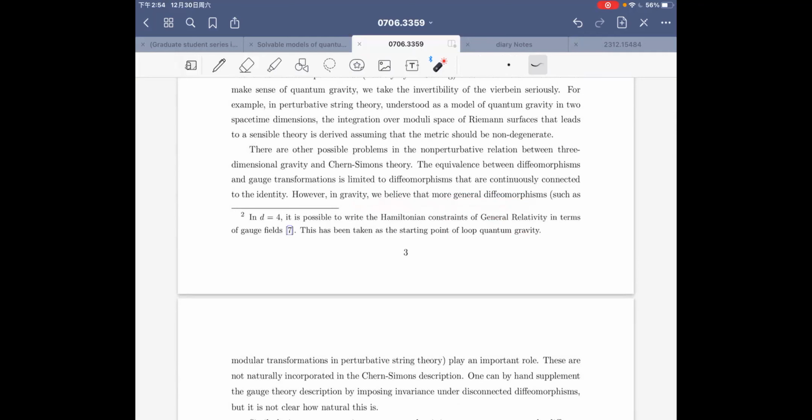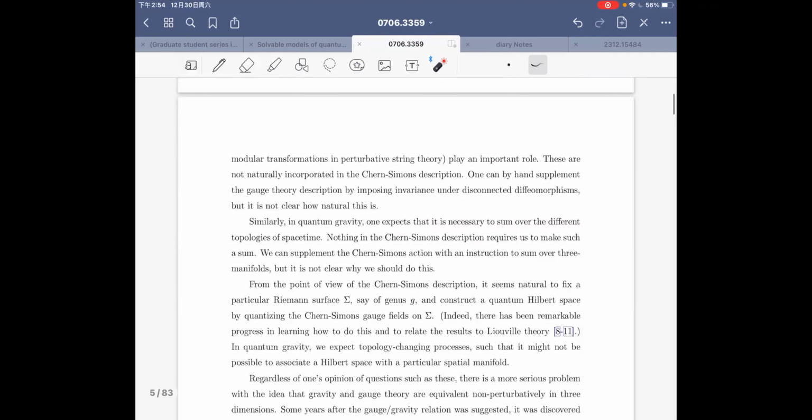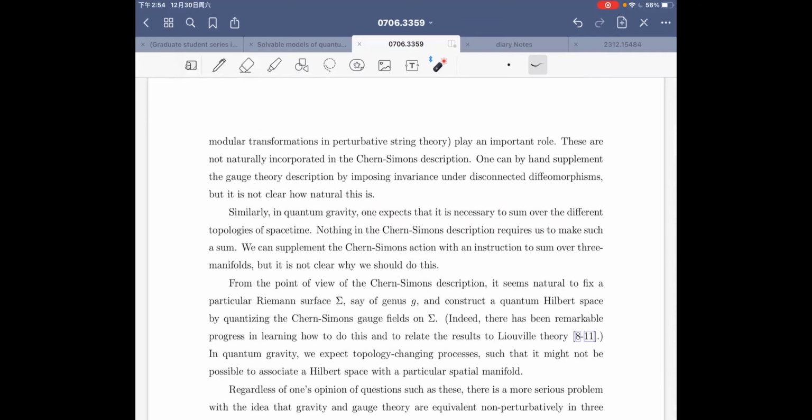The gauge symmetry only corresponds to those parameterizations that can be connected to the identity. However, we will be using other diffeomorphism symmetries, which are not included in the CS description, and are also important in gravity. So, what can we do? Perhaps we can manually require the CS action to be invariant under the disconnected diffeomorphisms. But I'm not sure how to do that.